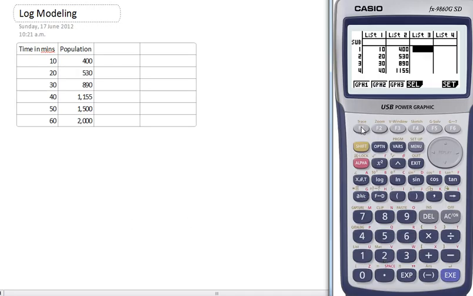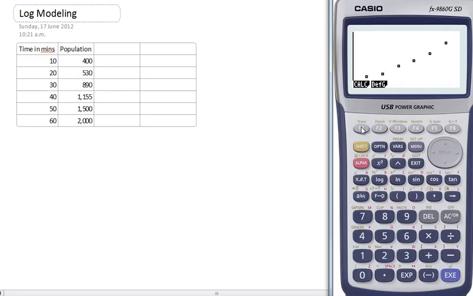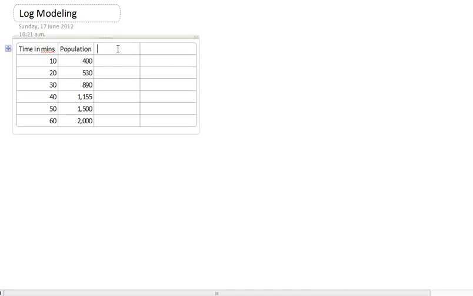So let's just graph that for a second, because you'll have done that before you got to this point, and there's my graph. Okay, and there's a vague linear trend there, but there's also a definite curve to it, so it could be that it's not a linear trend. Right, so I'm going to come out of that, and I'm going to work out the bits that I need in here, and in here I know that I need to fill in these two columns with ln time and ln population.